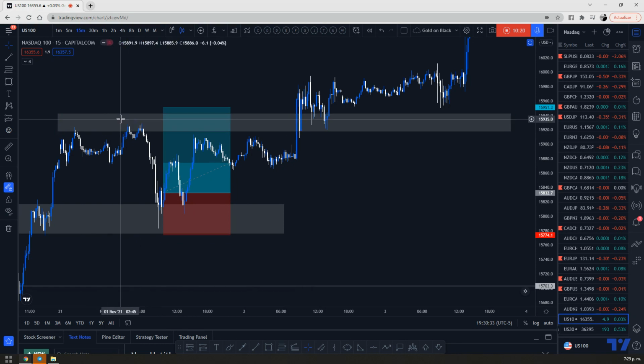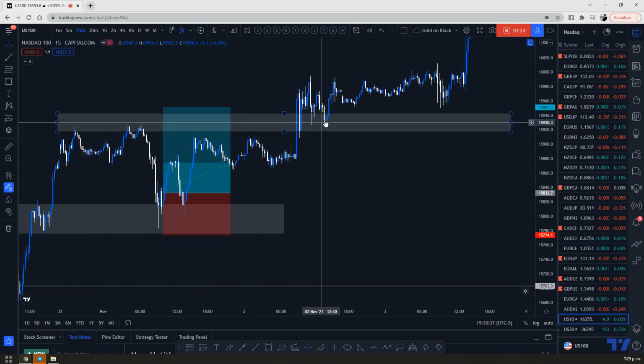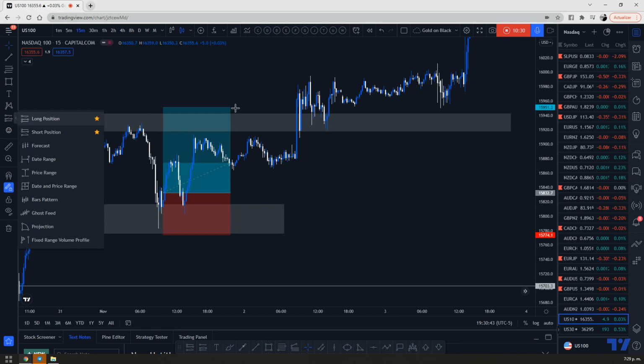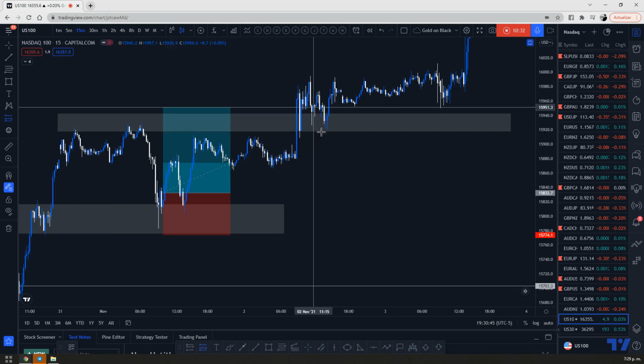So this was a supply zone right there. Now it's becoming a demand zone. It was a resistance, and it's now becoming a support. So you would have made your entry somewhere in this zone.